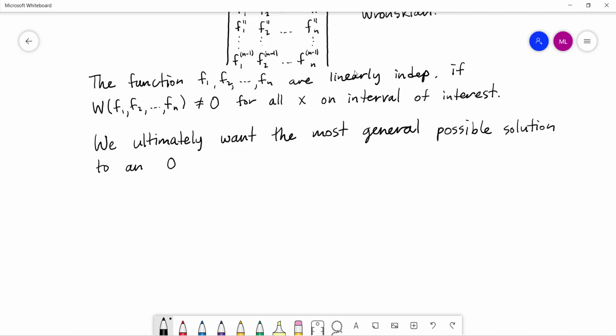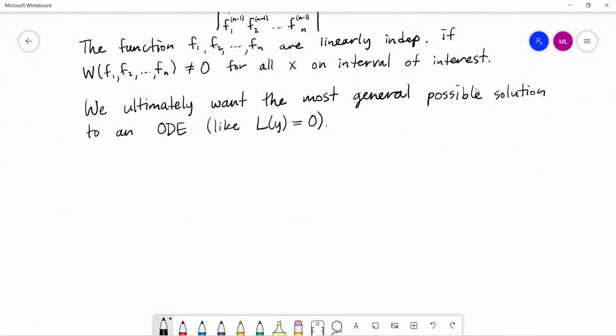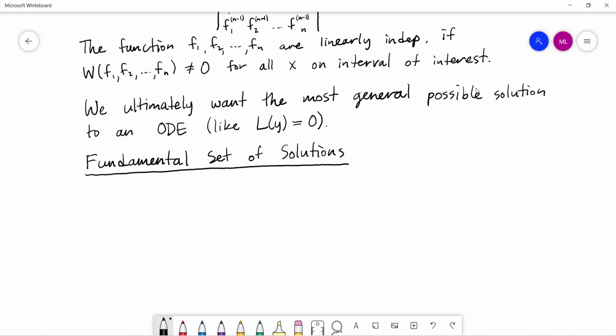To an ODE. Again, like the one that we've been doing, this big L of y equals 0, or L of y equals, for now, let's just stick with L of y equals 0. To do that, we need to basically find all the possible solutions that we can then combine to create this most general possible solution. And we call all of those solutions the fundamental set of solutions.